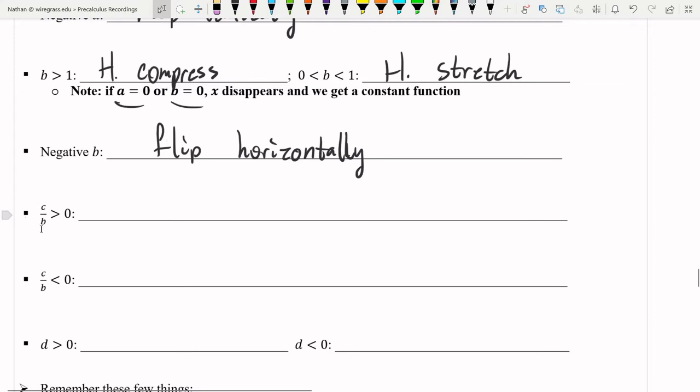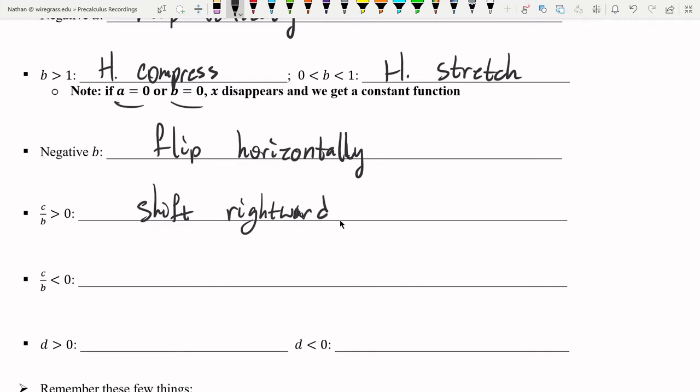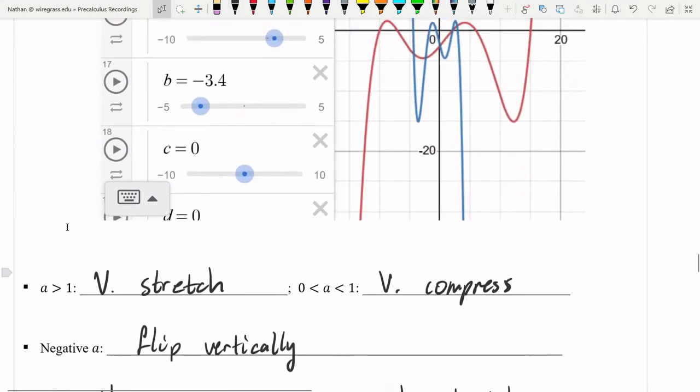If you take C divided by B and it's greater than 0, then you have a shift leftward. No, sorry, a shift rightward. If it's positive, you'll move it to the right. If it's negative, however, it's going to be a shift leftward. So that's important to note.